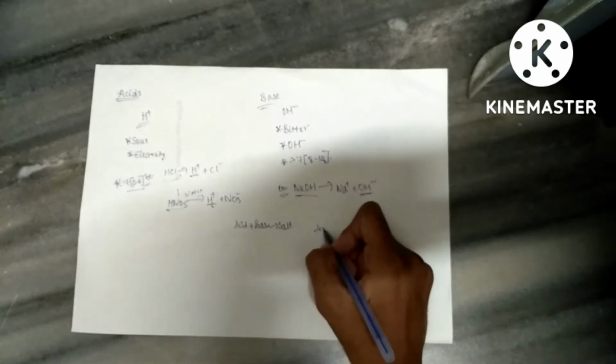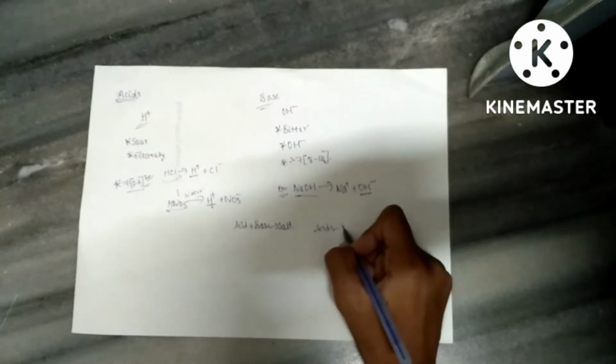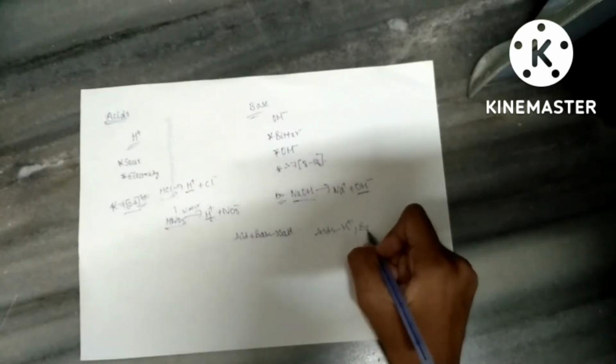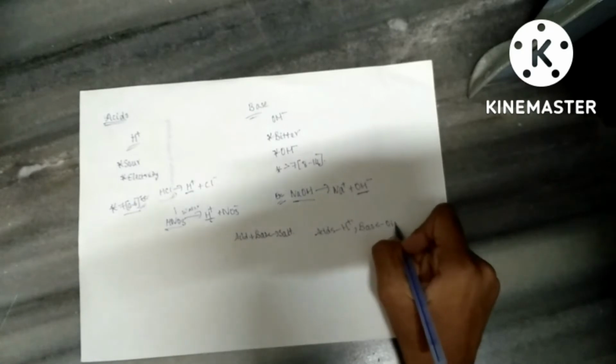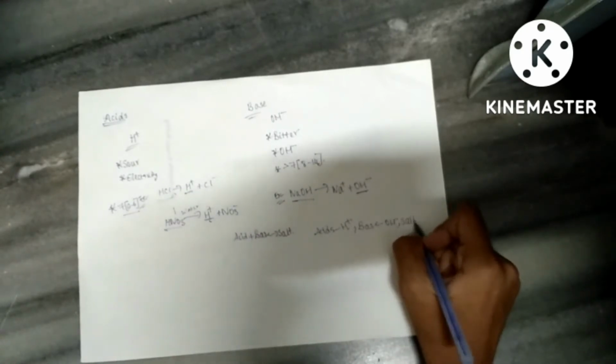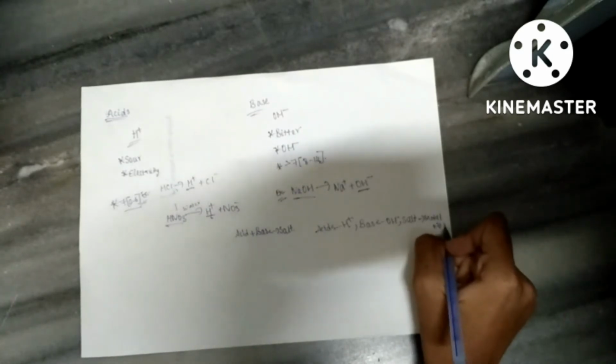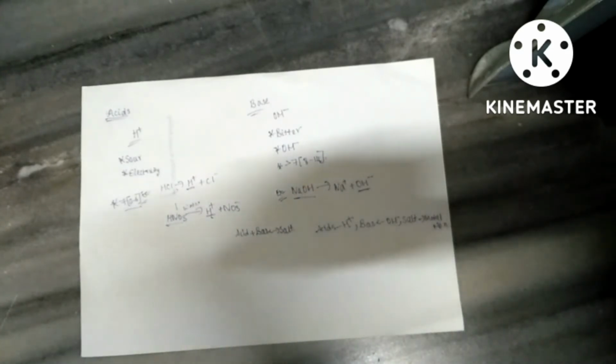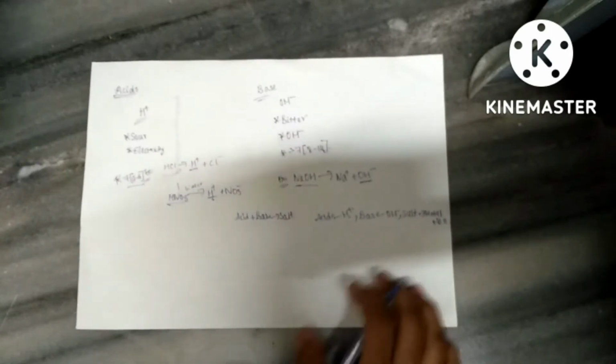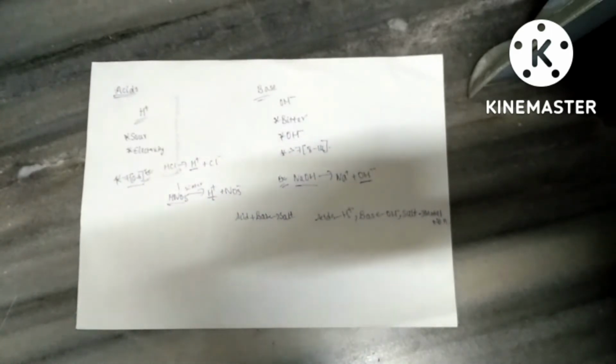Acids are the ones which produce H plus ions. Base produces OH minus ions. Salt produces metal plus ion. Here I will give some examples to identify whether the given one is acid or base or salt.